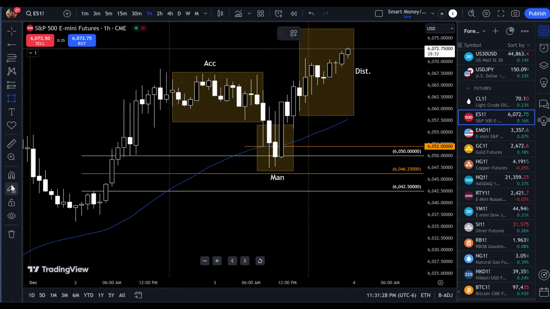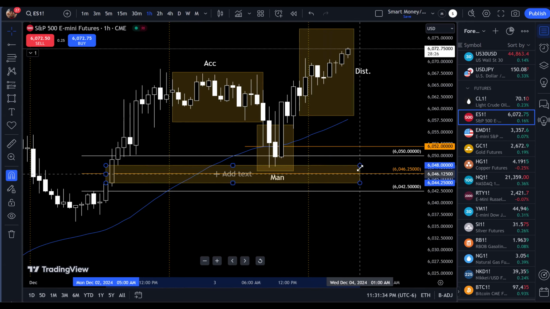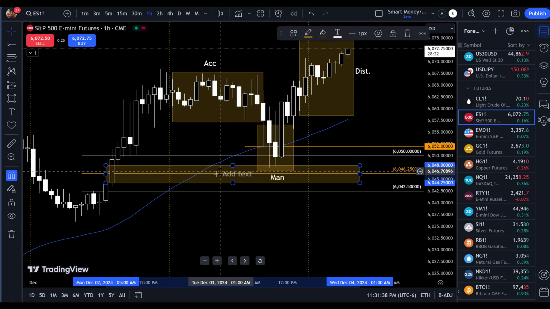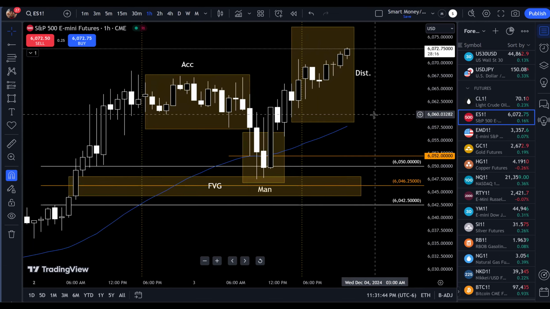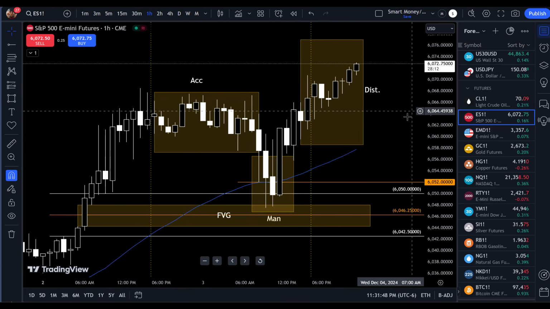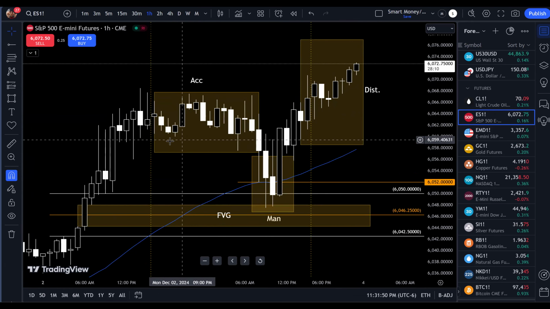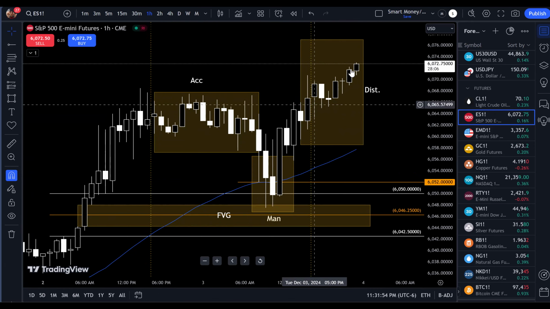You can even see it here on the 1 hour chart. See how I tapped into it right there? I'm just going to label that FVG. So this is what we're looking at. This is textbook. We had our accumulation, manipulation, and we're getting distribution right now.